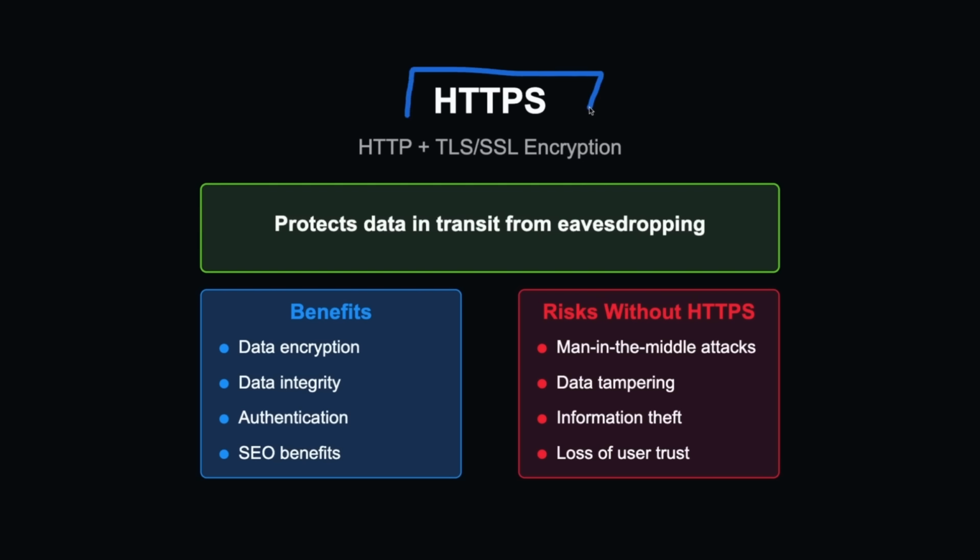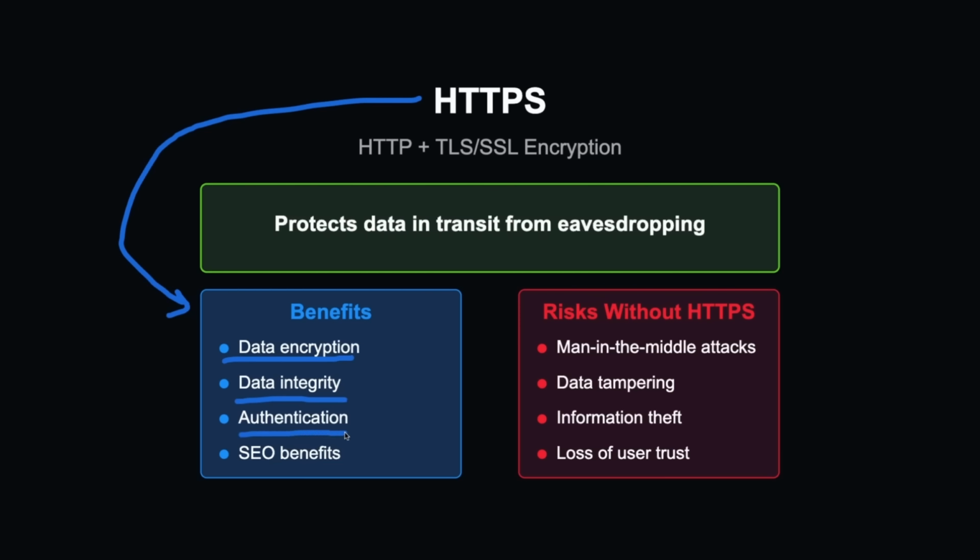Then we also have HTTPS, which is basically the same HTTP protocol, but with TLS or SSL encryption, which means that our data is now protected in transit when we are making requests. It adds a security layer through these TLS or SSL certificates and encryption. The benefits of HTTPS are that your data is encrypted in transit, it comes with data integrity, you authenticate users before providing any data, and it also adds SEO benefits. You have many risks when you are using HTTP only without any encryption, so the golden standard is to always use HTTPS on servers.